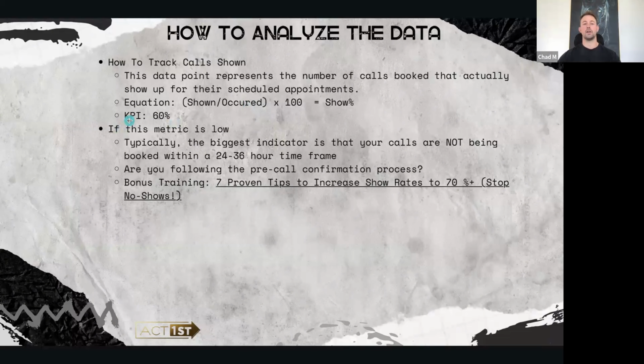Now, the KPI here. So this is for closing calls. So bare minimum standard, we want 60% show rate. All right, so we want a 60% show rate as the bare minimum standard. Now, if this metric is low, typically the biggest indicator is we're not getting calls turned over in that 24 to 36 hour time frame. Okay, another question you should be asking yourself is, are you following the pre-call confirmation process? Are you actually the night before confirming your appointments and following that process all the way through? Right, another one would be, of the calls that don't show, how good of a job are you doing following up with the leads that are in limbo, right? That's another thing to consider.